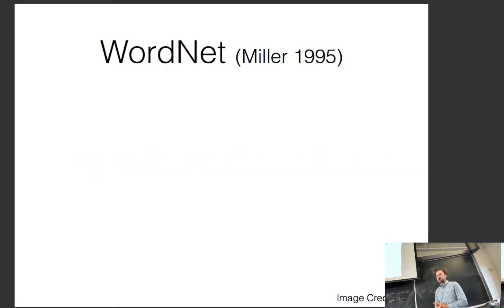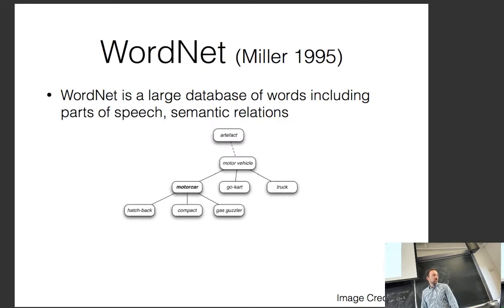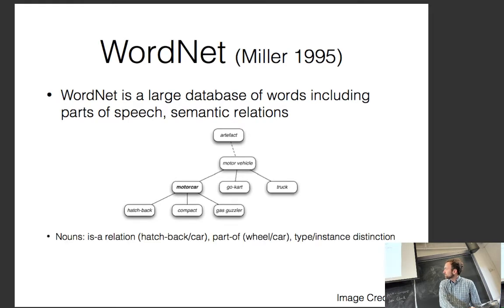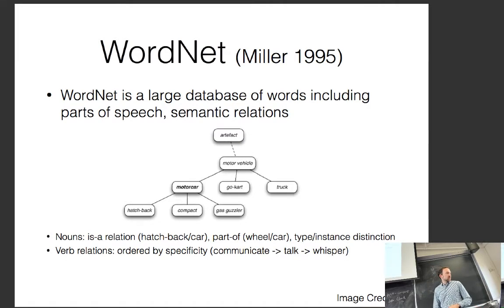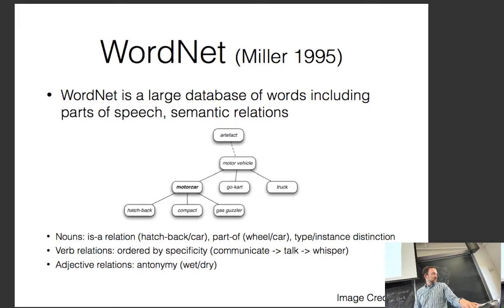So in terms of types of knowledge bases, there's lots and lots of these. I think people may be familiar with WordNet. WordNet is a large database of words, including parts of speech, semantic relations, etc. So you have artifact on top, and then motor vehicle, motor car, go-kart, gas guzzler, etc. And it expresses is-a relations, part-of relations, and it also has a type-instance distinction. So this is a type. So president is a type, and then instance would be Trump or Obama or Bush or Clinton or whatever. It also has verb relations, ordered by specificity, which is communicate and then talk and then whisper. It has adjective relations, mainly antonyms, so wet and dry, etc.